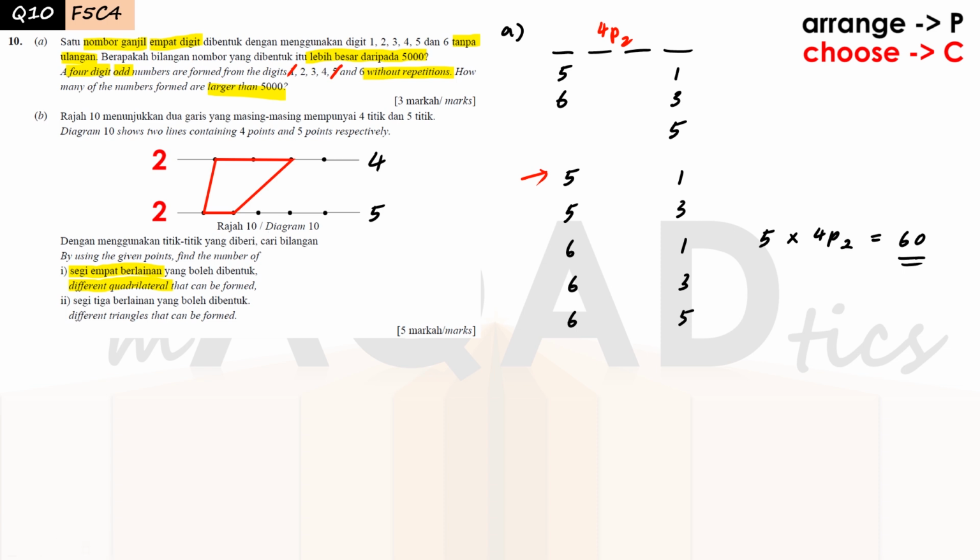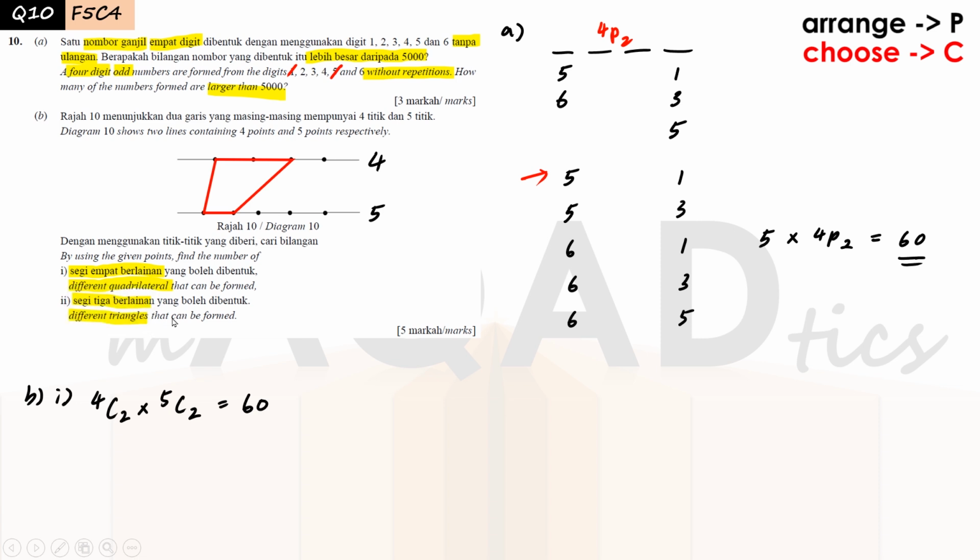Okay, so to find the number of different quadrilaterals, here will be 4 points, choose 2. So here will be 4C2, and here we have 5 points, we choose 2. So here we need to multiply 5C2, and then you can get the different quadrilaterals that can be formed, which is 60. Okay, and for the second part is triangles.